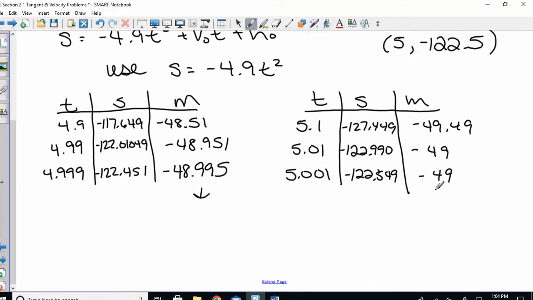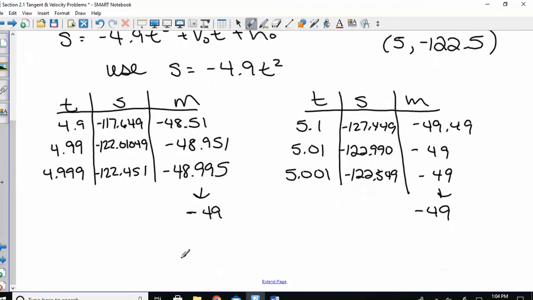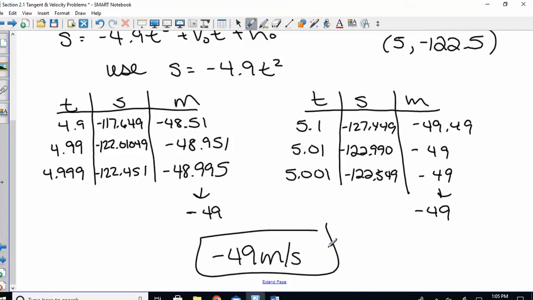So can we tell what both of these are approaching? We're hoping they go to the same number, and what is that number? Yeah, it looks like negative 49. So the question was to find the velocity of the ball after 5 seconds. So it'd be negative 49 meters per second. At that point, after 5 seconds, it is falling at a rate of 49 meters every second.